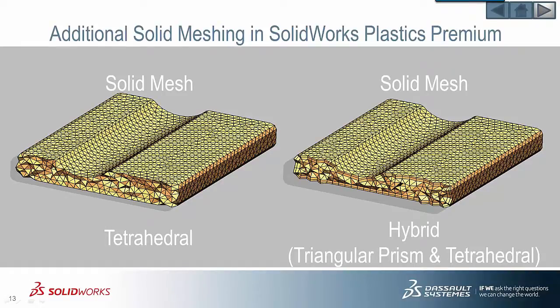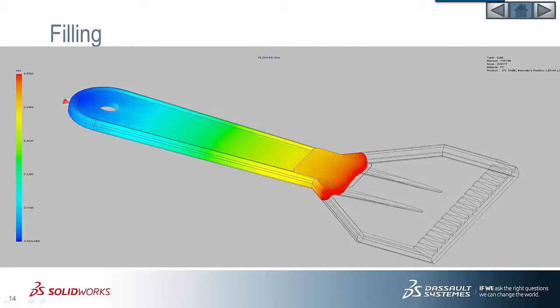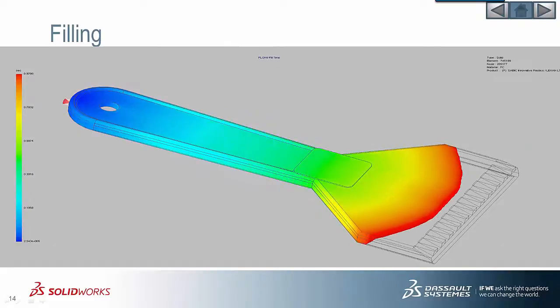We have hexahedrals, like in the last slide, where we're building blocks. We can also use tetrahedrals, just like in SolidWorks Simulation, to fill in our solid. A unique option that's only available in Plastics is this hybrid mesh, where we mix triangular prisms with tetrahedrals. This is a great way to keep your mesh count down, but still accurately take into account the boundary layers in your cavity.